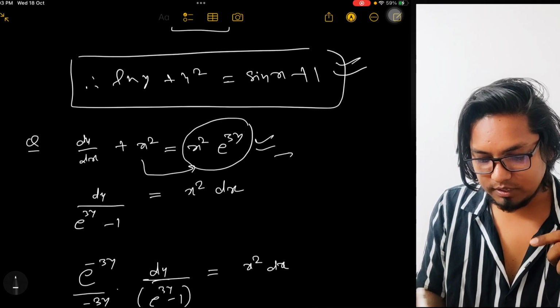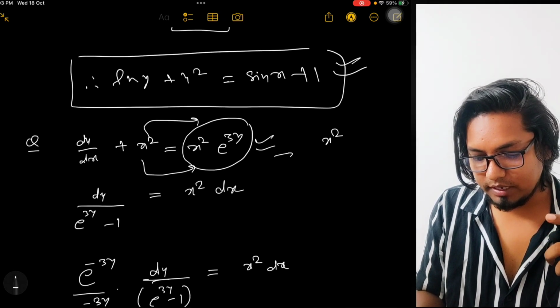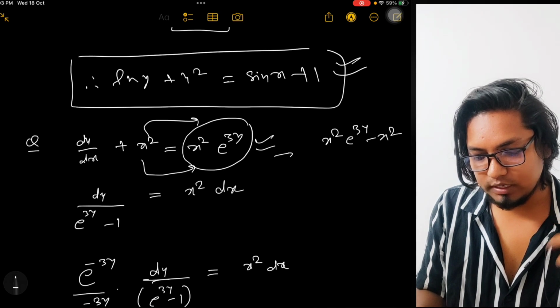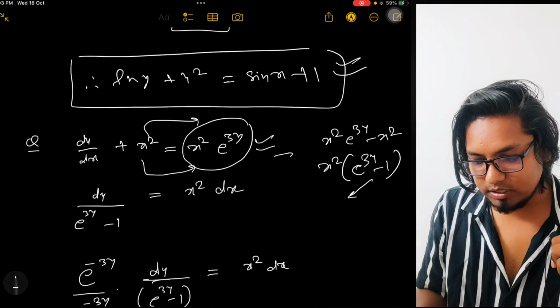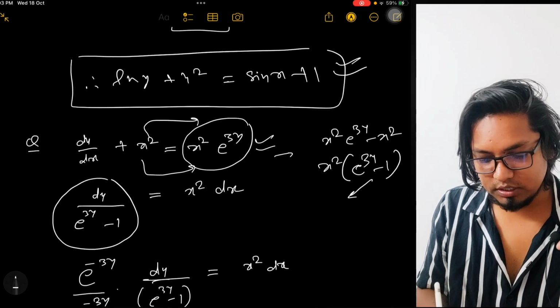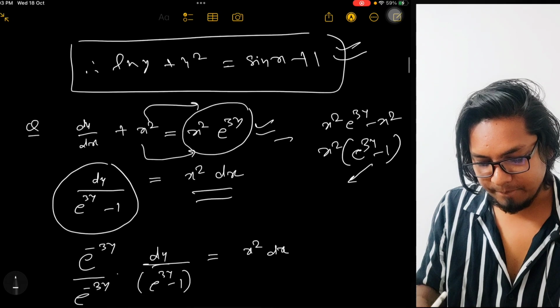So from here, what I'm saying is, take this x square to this side. So it will become x square e power 3y minus x square. Then take x square common, so it will be e power 3y minus 1. That e power 3y minus 1 term, you can send with dy. So I got this term, and x square dx will be remaining there.